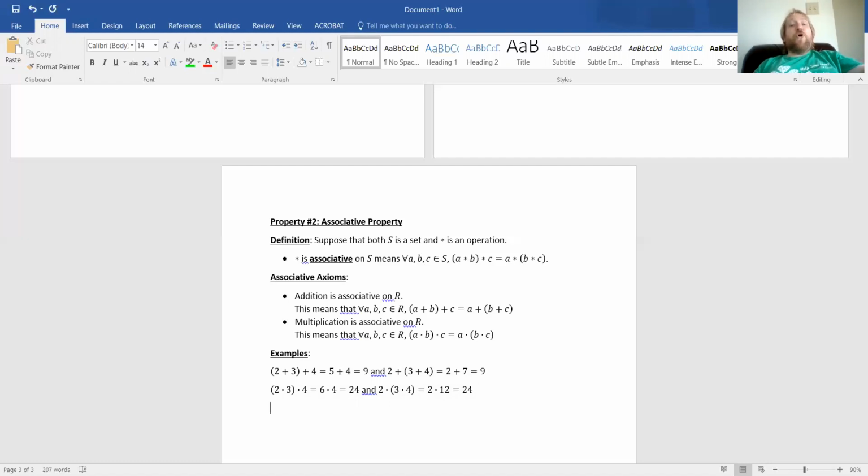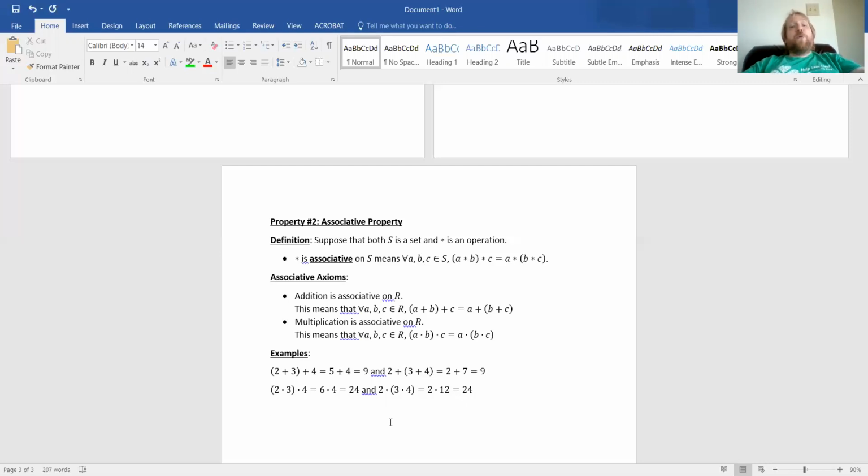Now, notice again, nowhere did I change the order that I wrote these. It was always 2 on the left, 3 in the middle, 4 on the right. Associative has nothing to do with the order that you write the elements. It just has to do with where you put the parentheses.